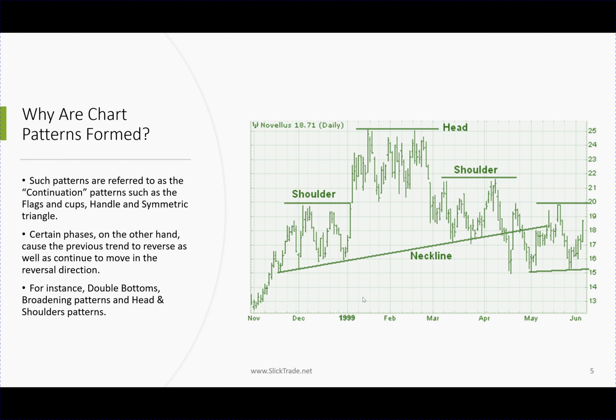Why are chart patterns formed? Such patterns are referred to as the continuation patterns: flags, cup and handle, and symmetric triangle. Certain phases, on the other hand, cause the previous trend to reverse as well as continue to move in the reversal direction. For instance, double bottoms, broadening patterns, and head and shoulders patterns. In the example to the right, you see a head and shoulders pattern example. Here we have a shoulder, we have our head, and we have our shoulder. And here is the neckline.